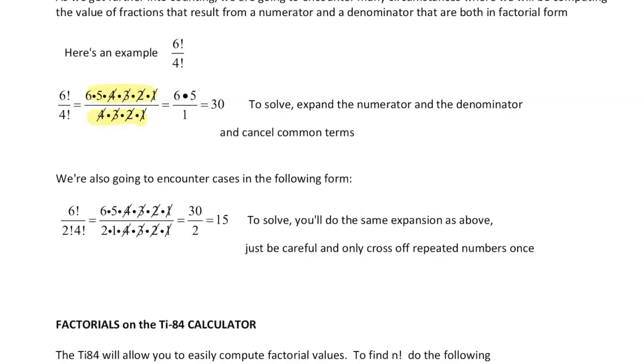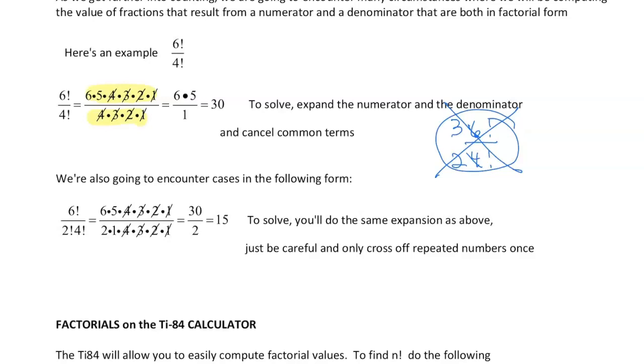Now, notice, you cannot do the following. If you have 6 factorial over 4 factorial, you cannot reduce, okay? So this is a big no-no. You have to expand it and cancel. All right, so just be very aware of that.